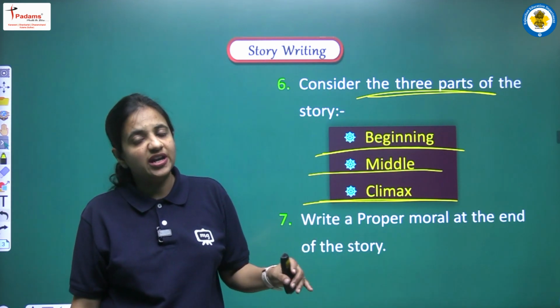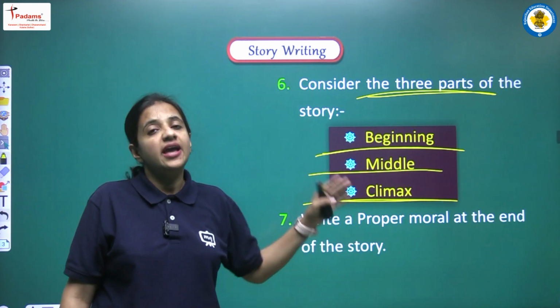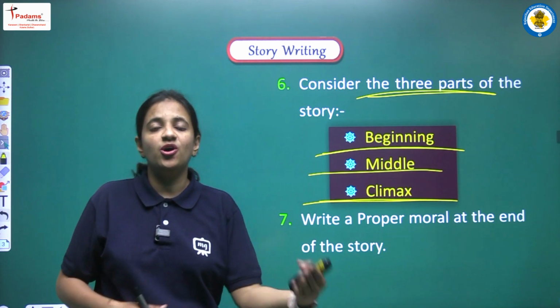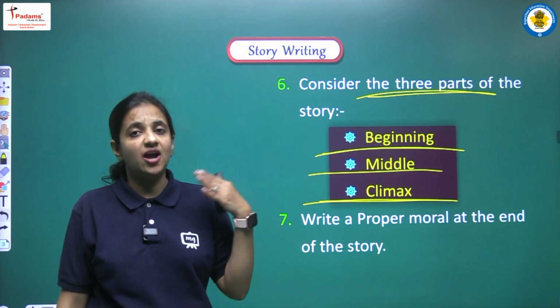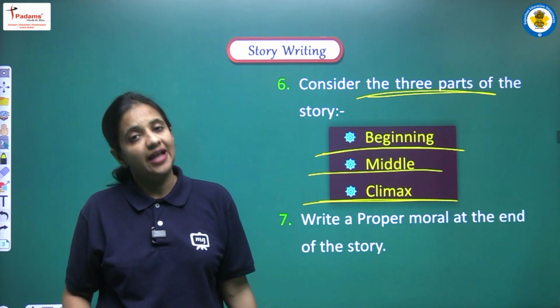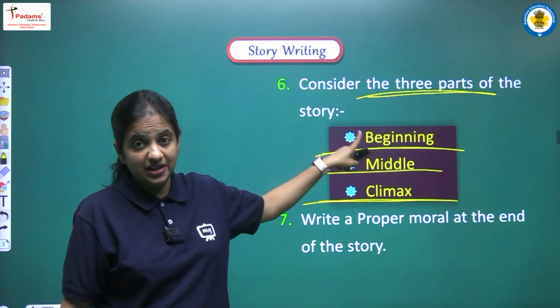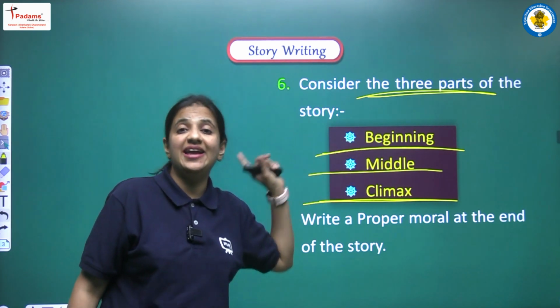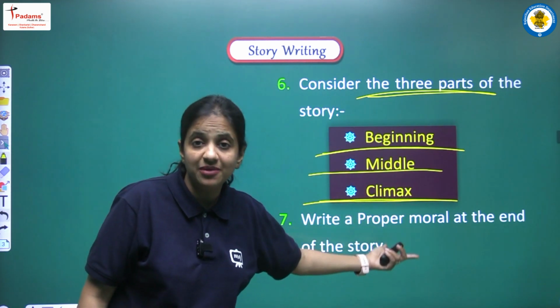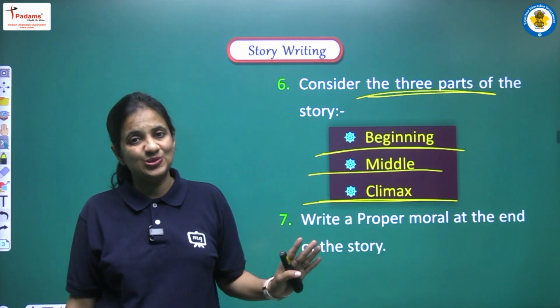We have to take care of these 3 parts, step by step, in a perfect order, and consider the sequence also. Then we will be able to write a perfect story. So yes, a perfect beginning, then a perfect middle, and a very appropriate climax. This should be there in our story.